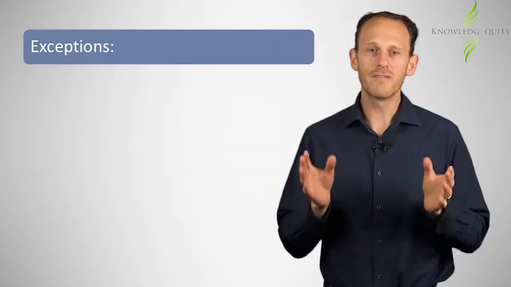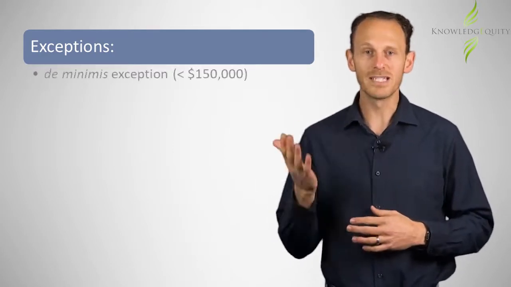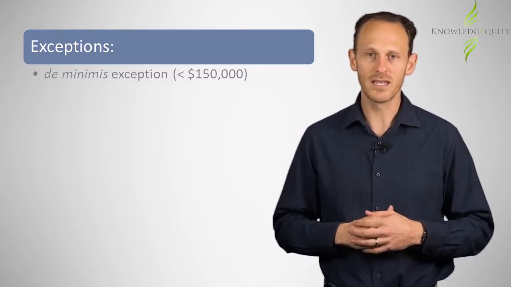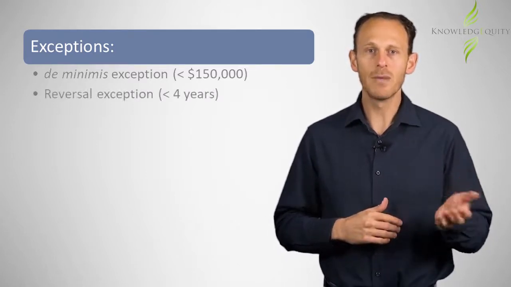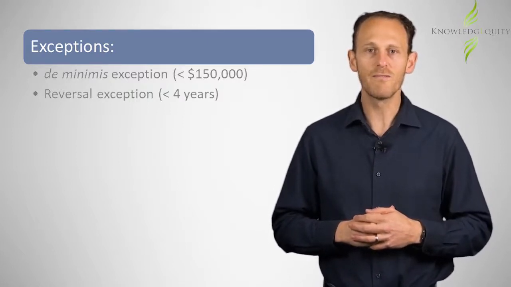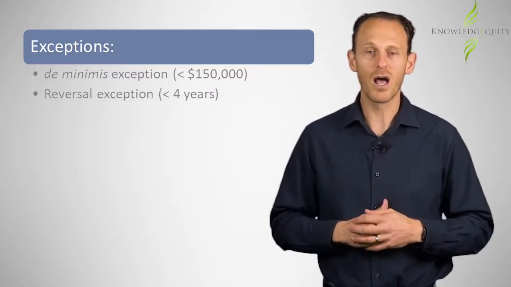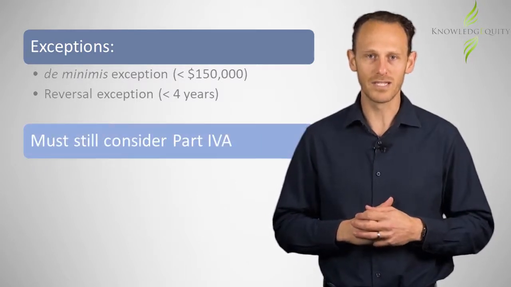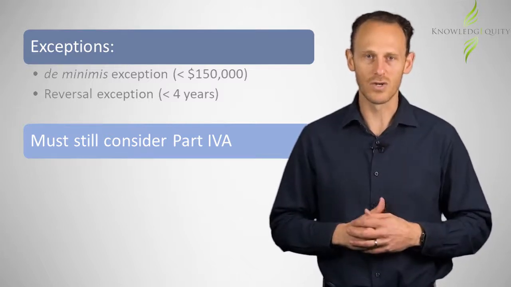However, the direct value shifting provisions relating to entity interests are ignored where the de minimis exception applies, being where the direct value shift in down interests is less than $150,000, or the reversal exception applies, being where, under a scheme, any value shift is likely to be reversed within 4 years. That said, the Commissioner still reserves the right to apply the general anti-avoidance provisions in Part 4A of the ITAA 36 in situations where the direct value shifting regime is not triggered.